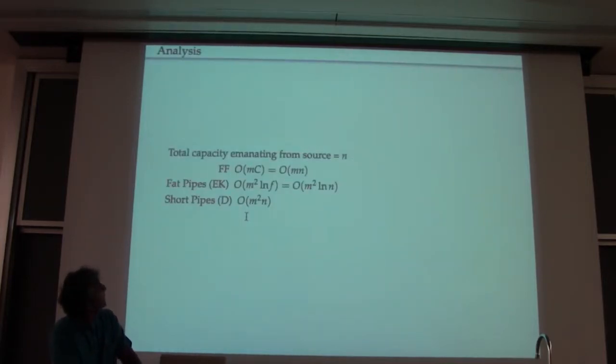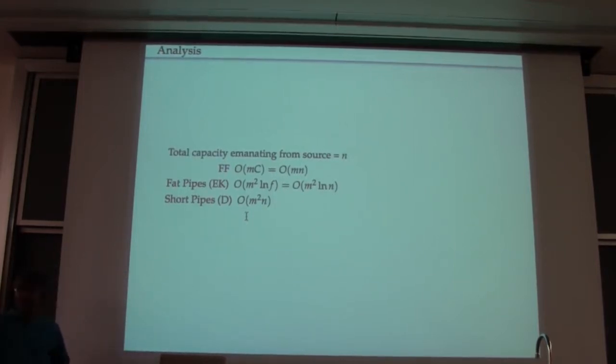What is the running time of this algorithm? Well, the total capacity emanating from the source is n. Let's say there are n vertices on each side. I don't know how many edges there are. So Ford-Fulkerson will be m times the total capacity, so it'll be m times n. It's actually m plus 2n times n, because I've added some extra edges. M is usually bigger than n.